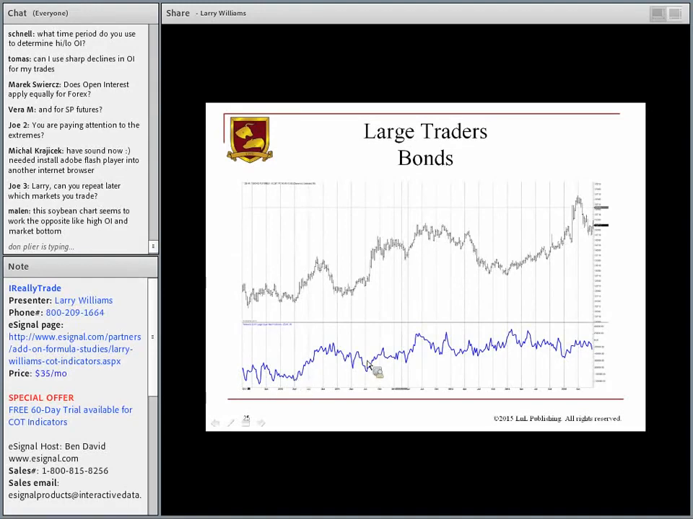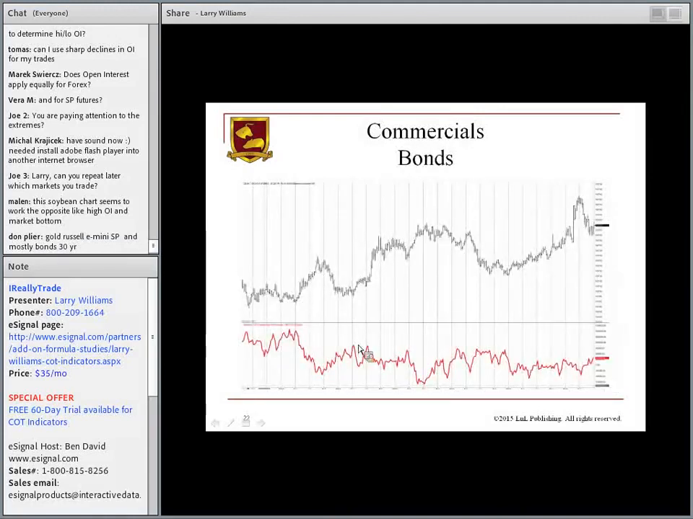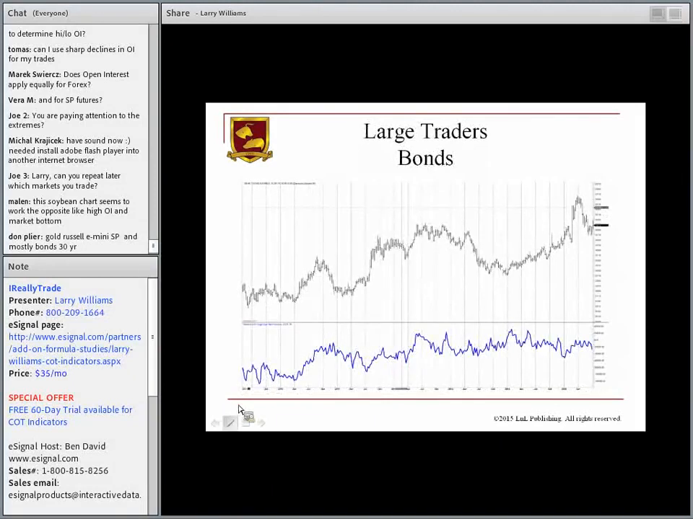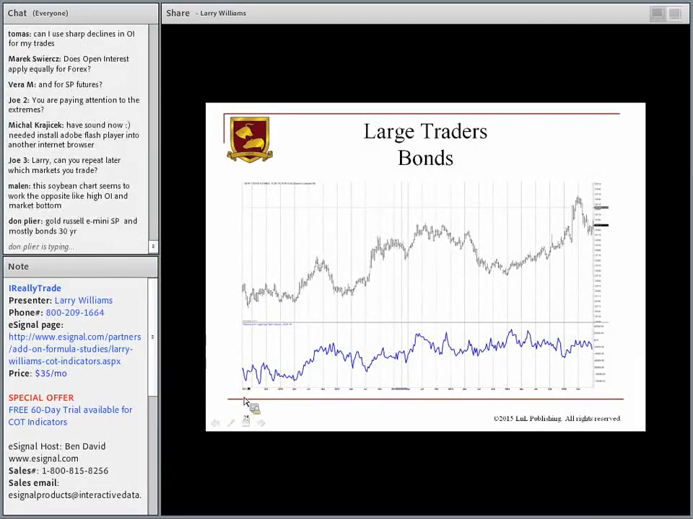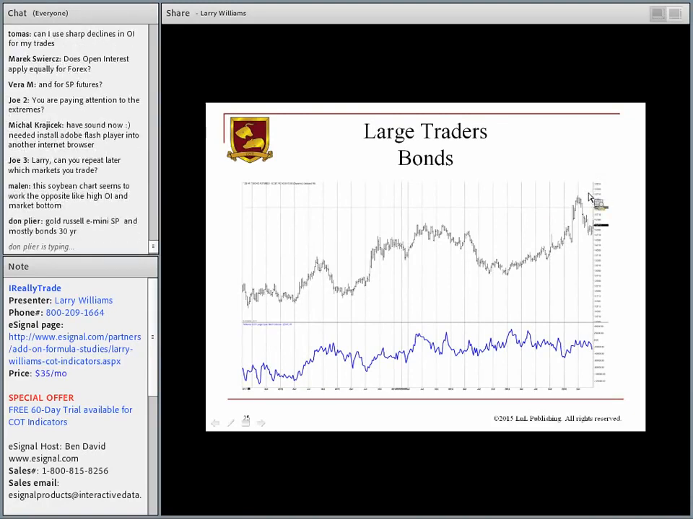If we go back a couple of charts to bonds, wow, look at this. The commercials were buyers here and buyers here, and the large traders, as we just saw, were not. So I do like to use those. Another question. Oh my gosh. Can you repeat later which market you trade? I'll tell you that right now. Soybean chart seems to work opposite. Like soybeans work really well with open interest stuff.